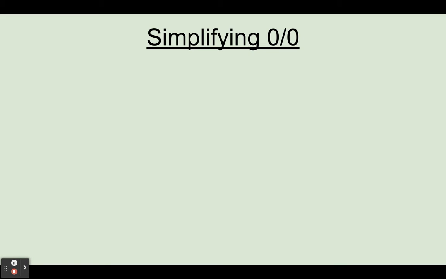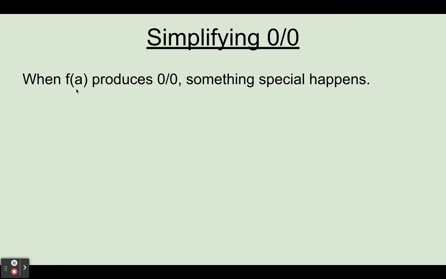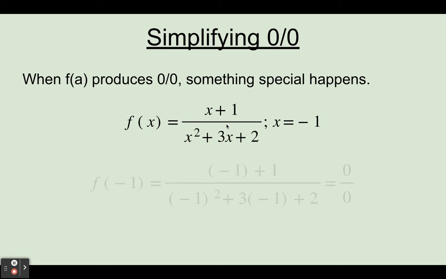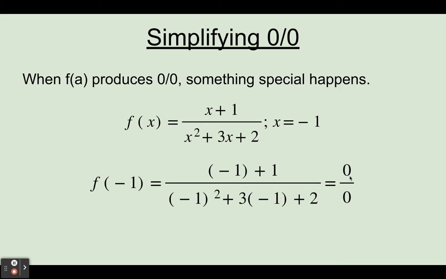All right, so now what happens if it's not continuous at that point? It's discontinuous. Well, what can we do? If, and this is a wonderful thing, if you try to evaluate the function at that value and you get a 0 divided by 0, then something cool happens. So let's look at this. f of x equals x plus 1 over x squared plus 3x plus 2. At negative 1, if I were to plug in negative 1, I would get a 0 over 0.